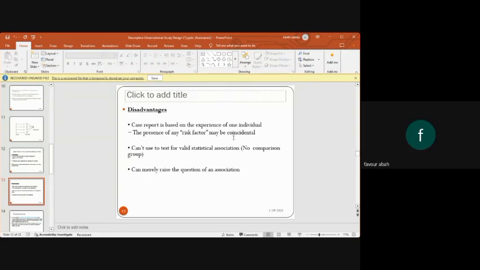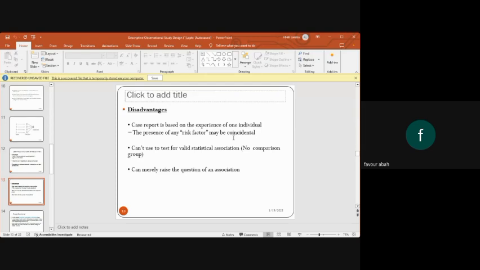Thank you. You can't use it to test for a valid statistical association. So you cannot say there's an association. You can't do a valid statistical test, or you can't test for an association because there's no comparison group. To do a chi-square, you need 2 groups. To do a t-test, you need 2 groups. To do ANOVA, you need more than 2 groups. So you cannot do those kinds of tests on a case report because they don't have a comparison group.